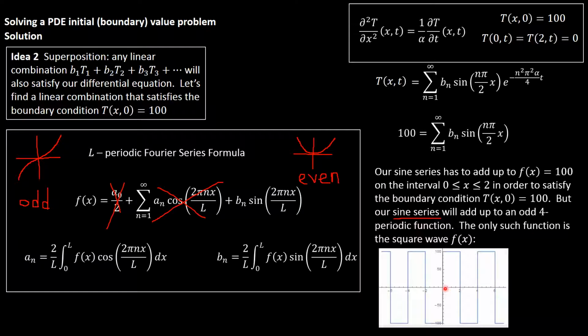If it's going to be 100 from 0 to 2, but it's also going to be odd, then it has to be negative 100 from negative 2 to 0. And then if it's going to have period 4, then it has to keep repeating. So our hand was forced. This series, if it's going to be correct, if it's going to be 100 from 0 to 2, it's going to be a square wave for all values of x.